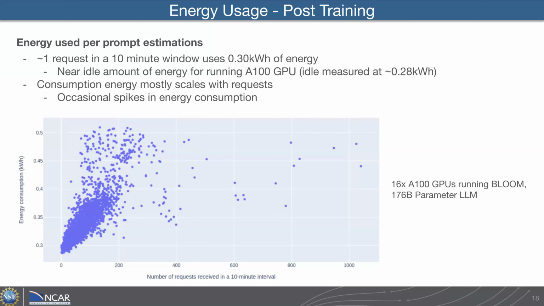And so what we saw for this study was that if it's a single request, we see 0.3 kilowatt hours of energy, and the almost idle amount, so if there are 0 prompts, is slightly less than that, about 0.28 kilowatt hours. And this mostly scales with the number of prompts that were used in these 10-minute windows. And there are some exceptions to that, but it gives us a general idea of how much energy per prompt.